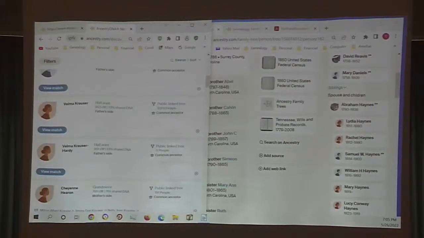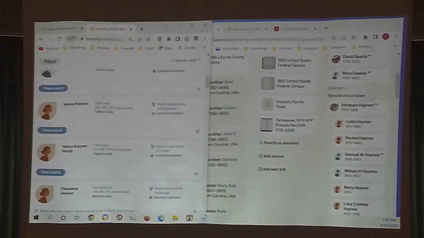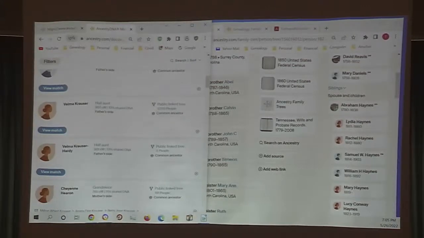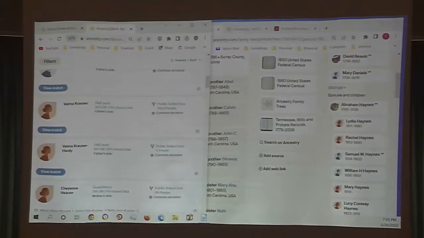Now other programs may, okay. I don't know all the programs, but some programs will take DNA from anybody. Okay, but Ancestry and 23andMe, you'd take an Ancestry DNA.